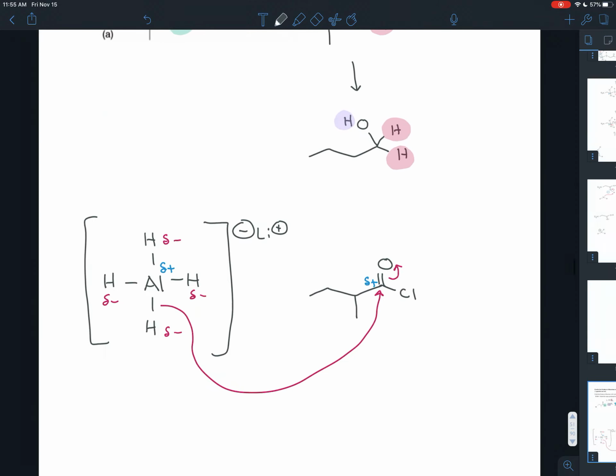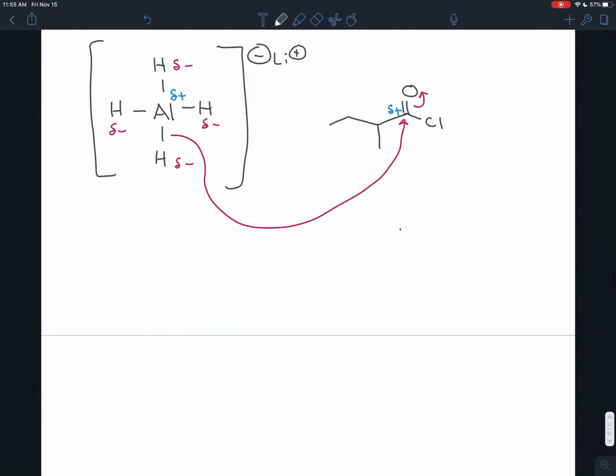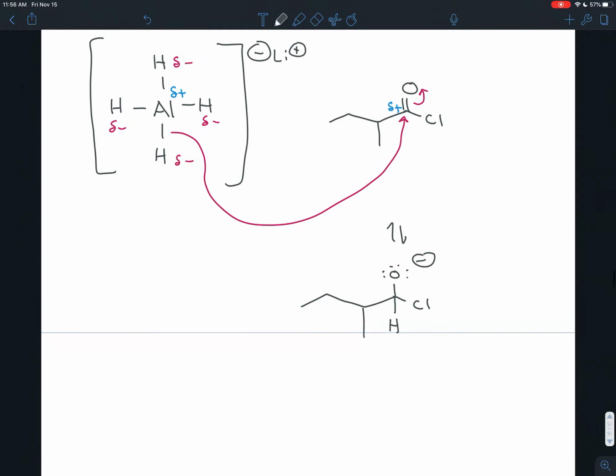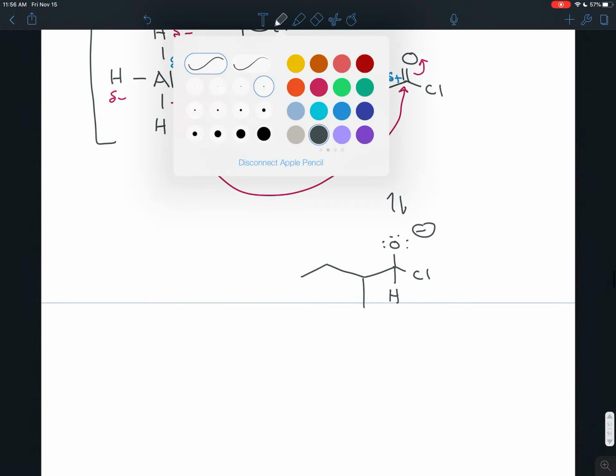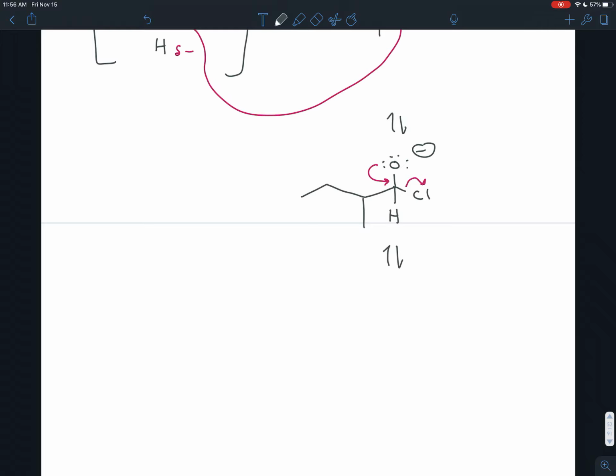So let me add a page here. You end up getting a tetrahedral intermediate that looks like this. That oxygen is very unstable, and notice that we have this hydrogen that we added, that nucleophilic hydrogen. That's very unstable. It snaps back down and kicks the chlorine leaving group off. So that's how you get the aldehyde. But the aldehyde has a carbonyl carbon that is electrophilic too.